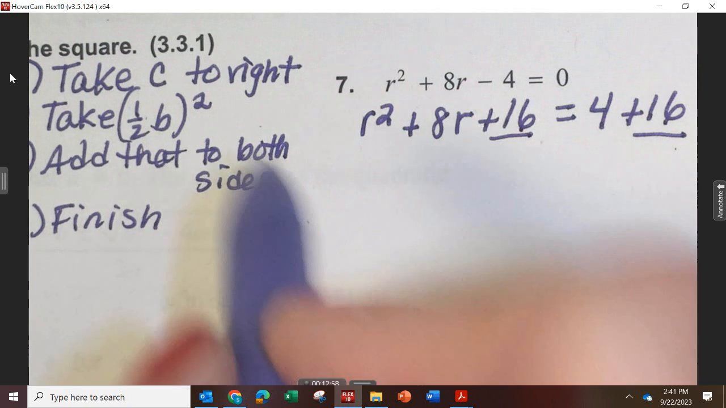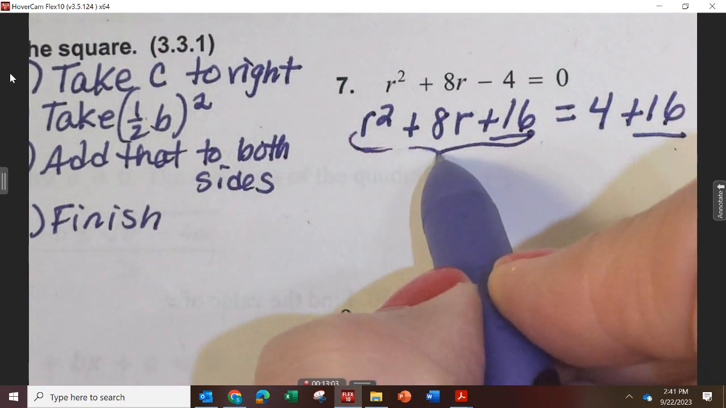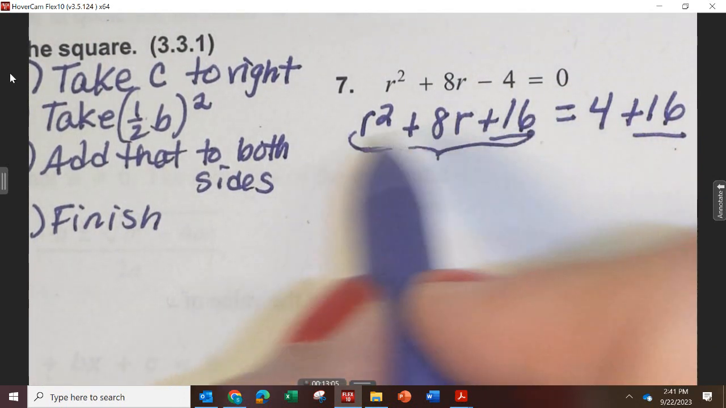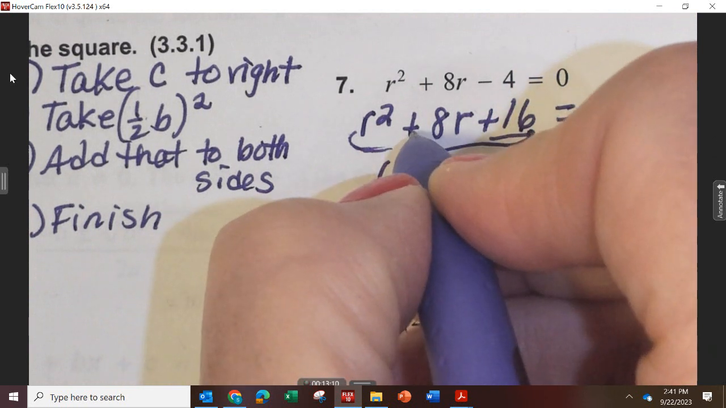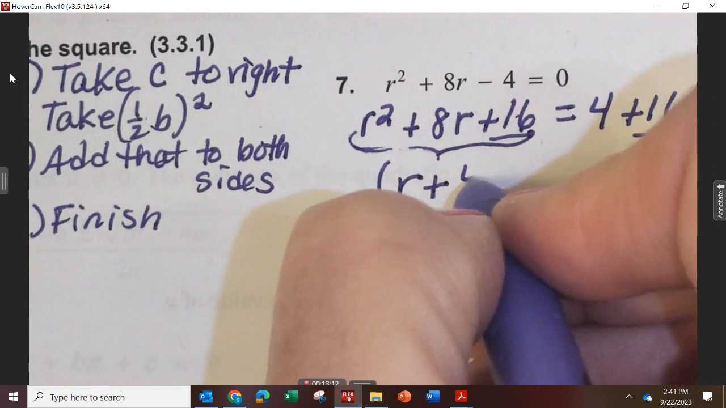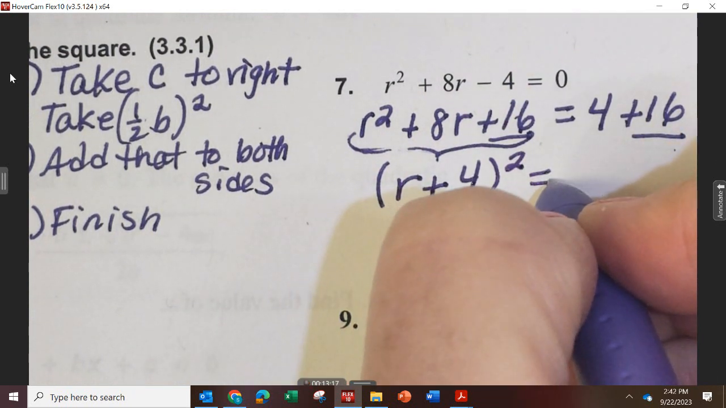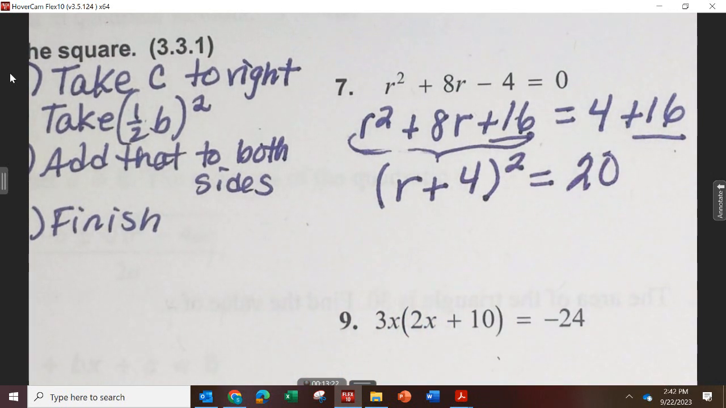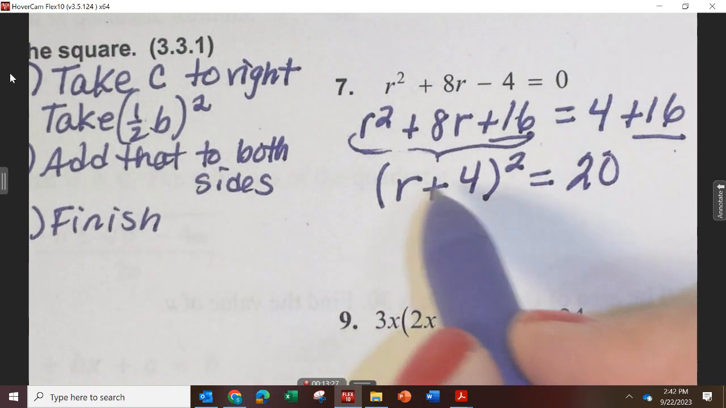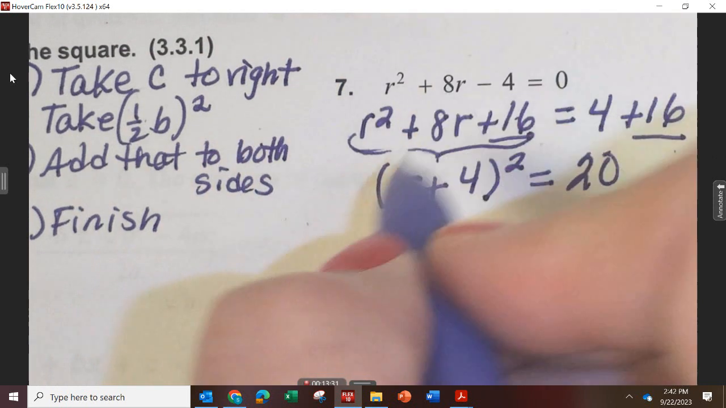And now we have to finish the problem. So to finish the problem, we have to know, how does this factor right here? Well, we just talked about that in the other part. We do the square root of the first sign, and the square root of the last. And it's quantity squared. 4 plus 16 is 20. And now we just have to finish the problem. This should now be a problem we've done before. Finish it.